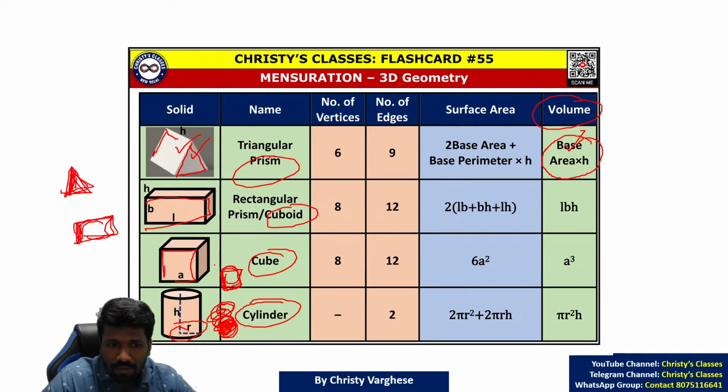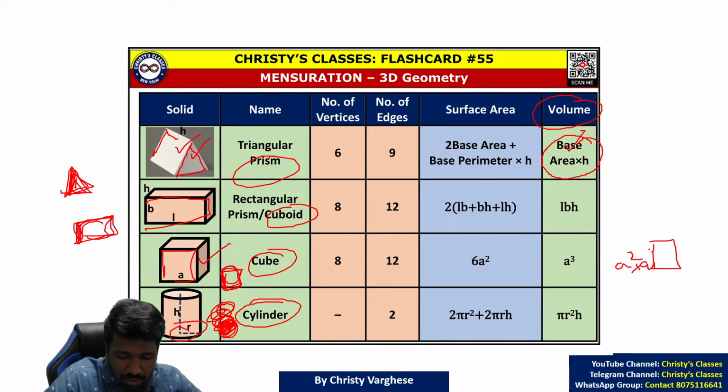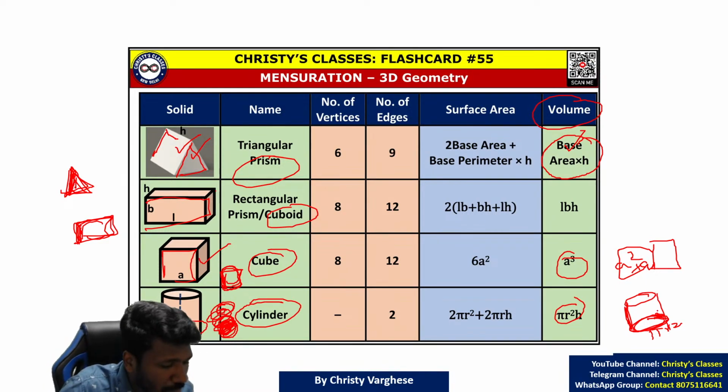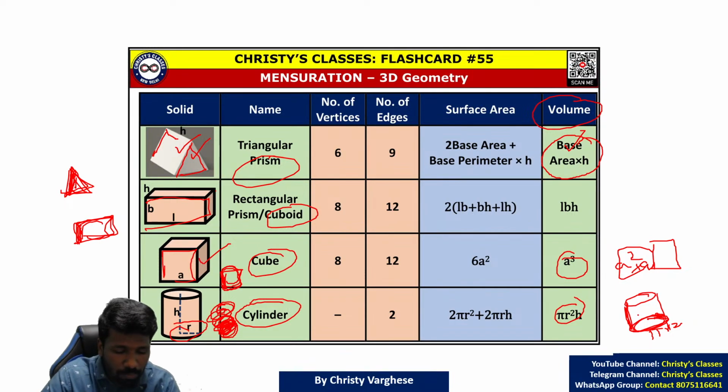For example, if it is a cube, what is the base area? A square, because the base is a square. Into height, what is the height? A itself. So A square into A, that is how the volume formula for a cube is A cube. For a cylinder, each circle has area pi r square. So how many times? H times, H is the height. So pi r square plus pi r square plus pi r square, H times. So H into pi r square is the volume of the cylinder.